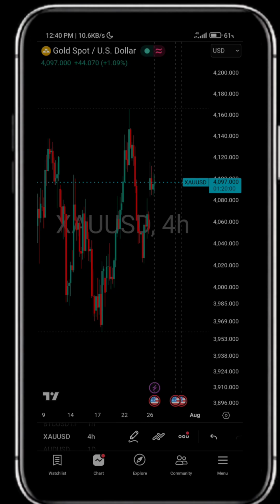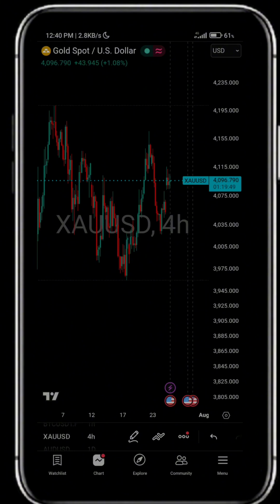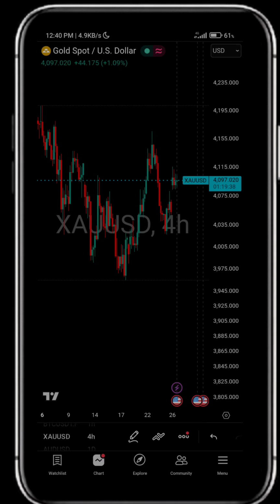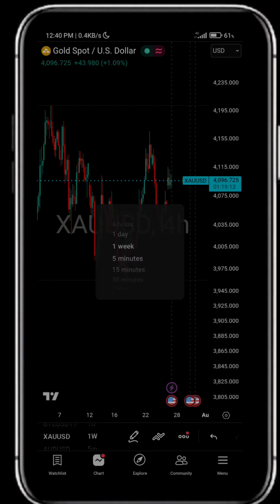Since we are starting a new week, we're going to start from the weekly time frame, because I like to take my analysis from the weekly time frame once we start a new week. I analyze from the weekly time frame down to my time frame of structure, which is the 4 hour, where I get my A plus setup or my B plus setup. So let's go to the weekly time frame first.